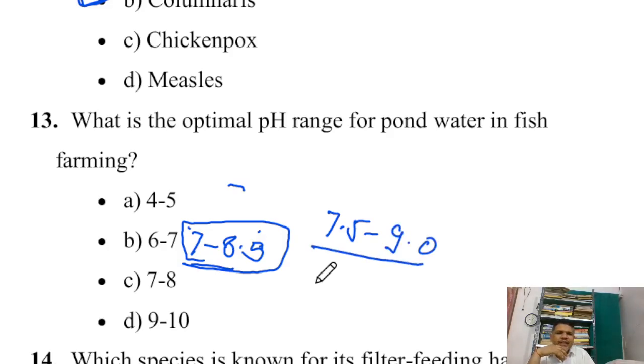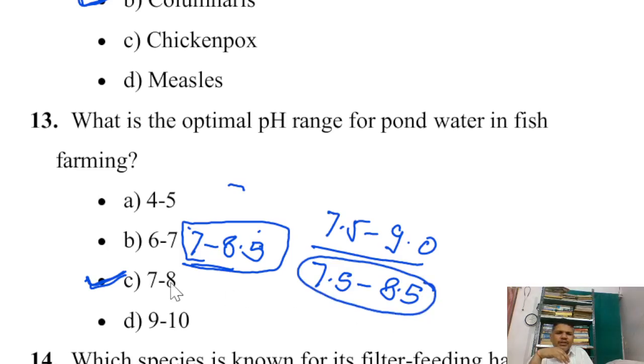But here the option that is related to this is 7 to 8. Here the correct option is 7 to 8. So 7 to 8 is the range near to 7.5 to 9. The most suitable range lies between 7.5 to 8.5. So from this point of view, option C will be the right answer.